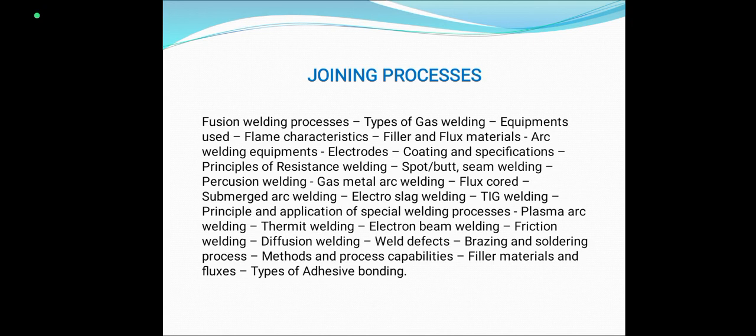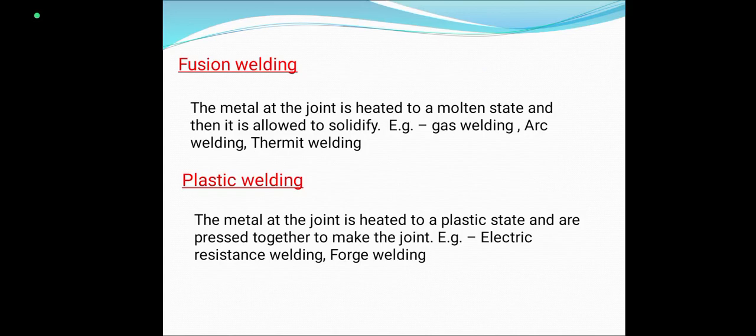Today we can see the topic on joining process, welding: what are the different types of welding and what are the methods used for welding metals. First, fusion welding. The metal at the joint is heated to the molten state and then allowed to solidify. Examples: gas welding, arc welding, thermite welding, plastic welding.